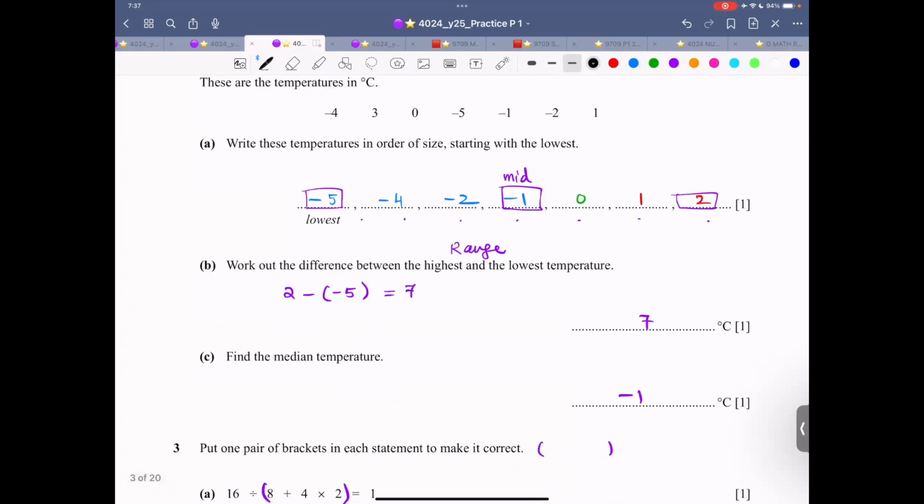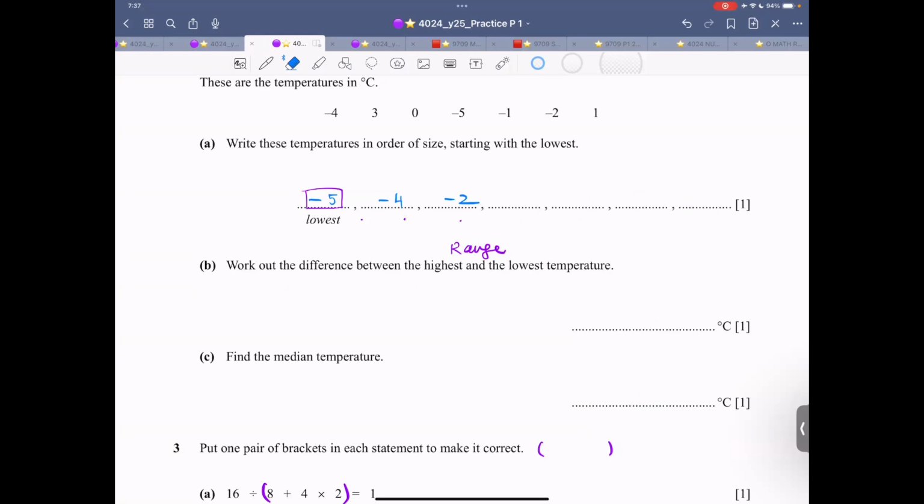Okay, hold for a second. There is one simple mistake that I made. I think I forgot the 3. Hold for a second. That is -5, -4, and then -2. There is no -1. My bad. Okay, let me correct myself.